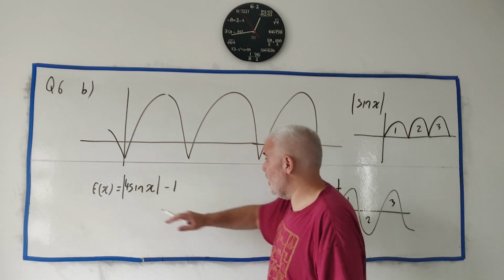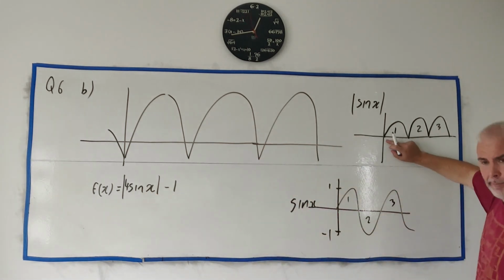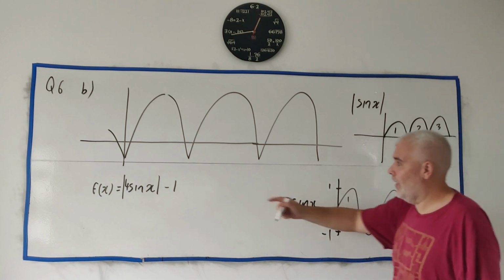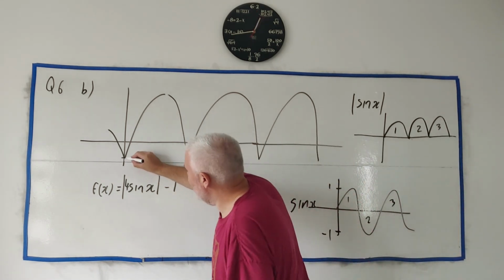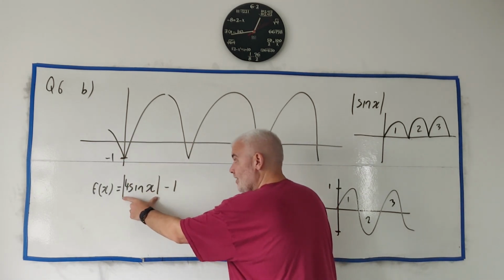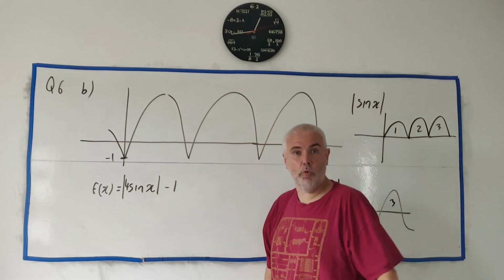But we do know the absolute value of sine can get to 0. The lowest it'll get is 0, and then we'll take 1 away. So I now know this number here is -1, because the lowest this can get is 0, and then we take 1 away from it.